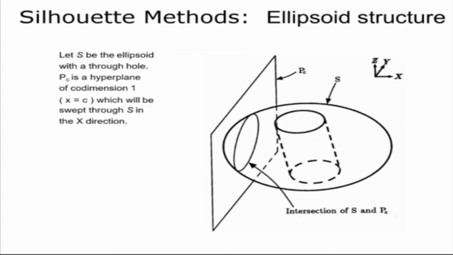Now we're taking this example of the silhouette method using an ellipsoid kind of structure. So this is an ellipsoid, that means an ellipse in 3D. Now this ellipsoid has a hole in there. It's a cylindrical cut which is inside there. You can imagine that, I hope.